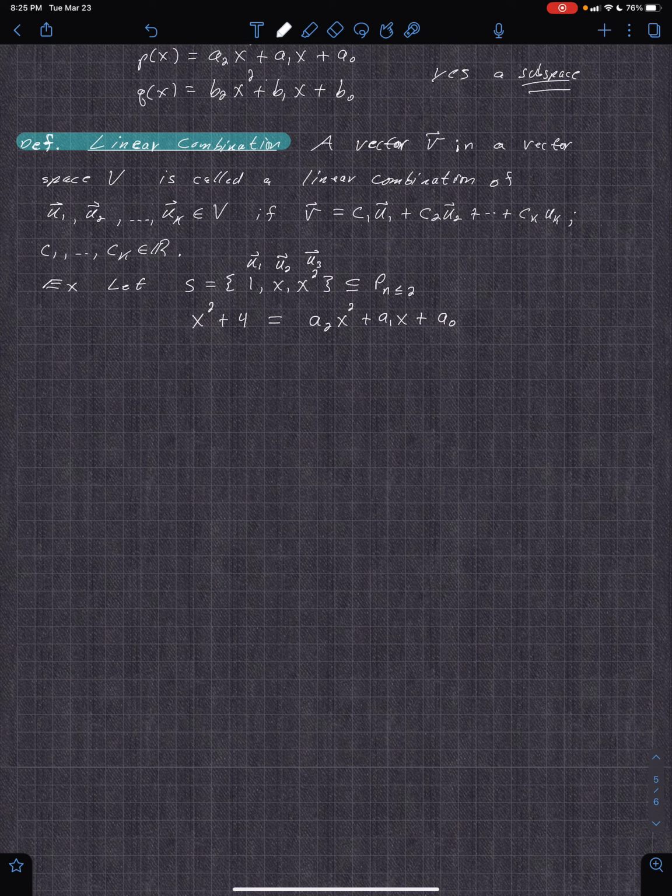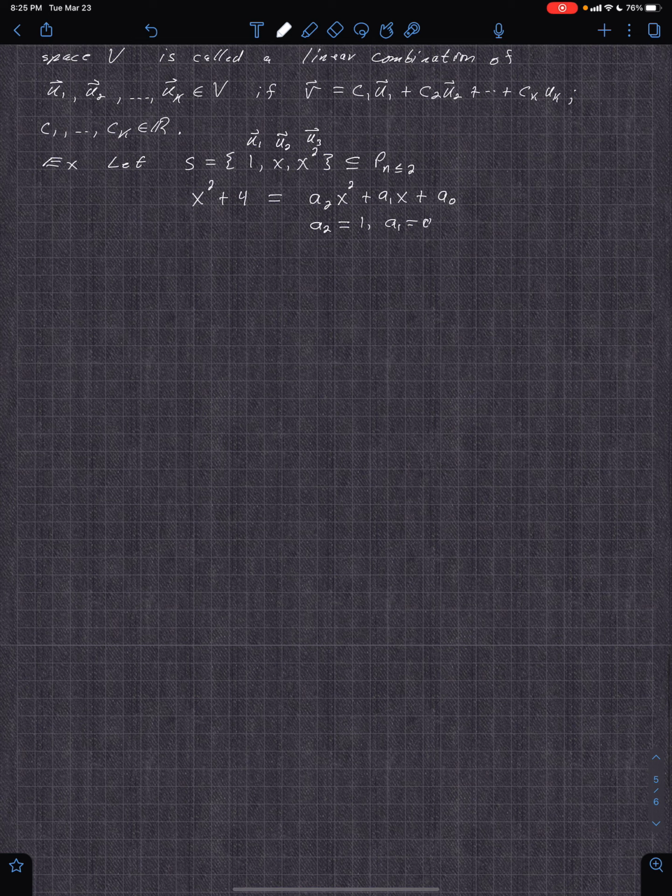And we can, of course, make up x squared plus 4 by choosing a2 to be 1, a1 to be 0, and a naught to be 4. So we have indeed a linear combination. Okay, so that's how you can express it. So where are we going next with that? We're going to spanning sets.